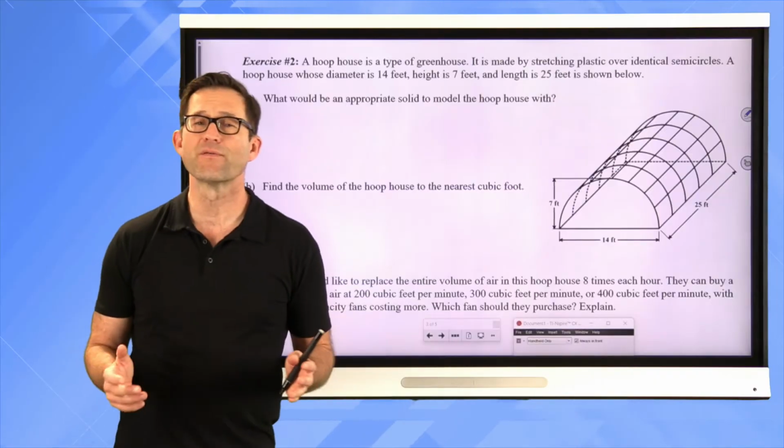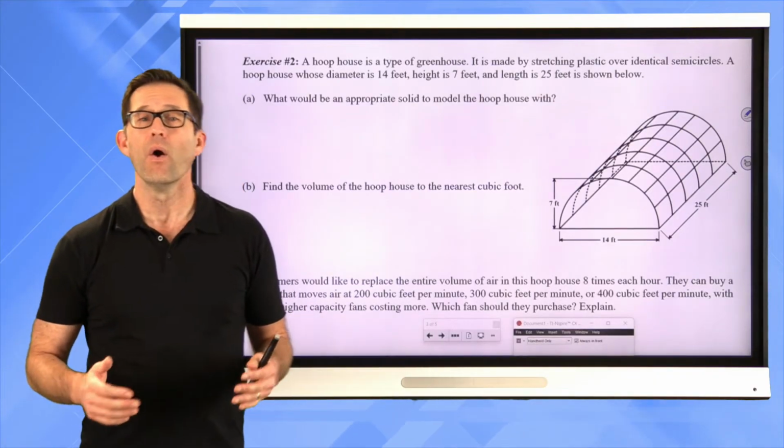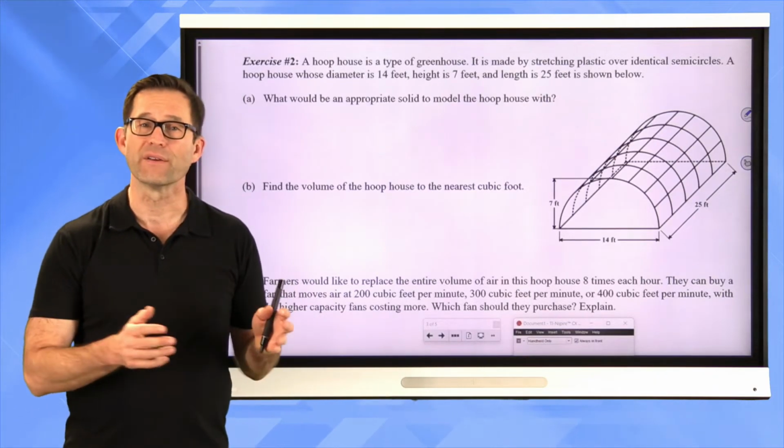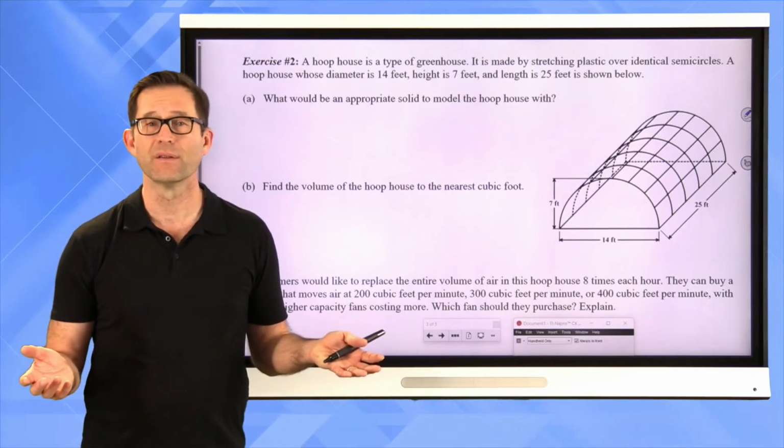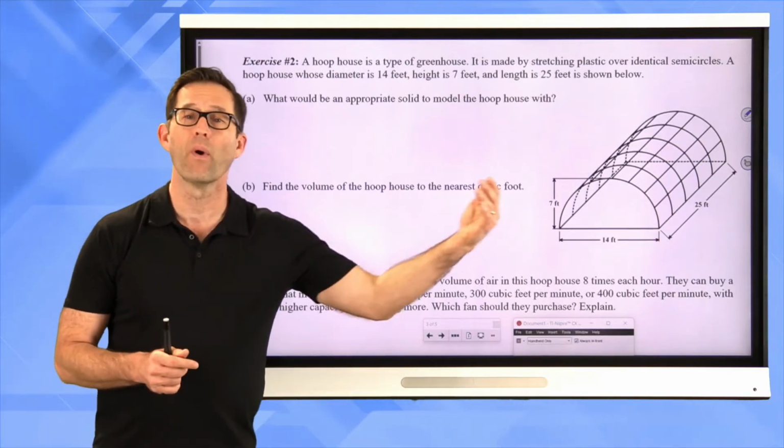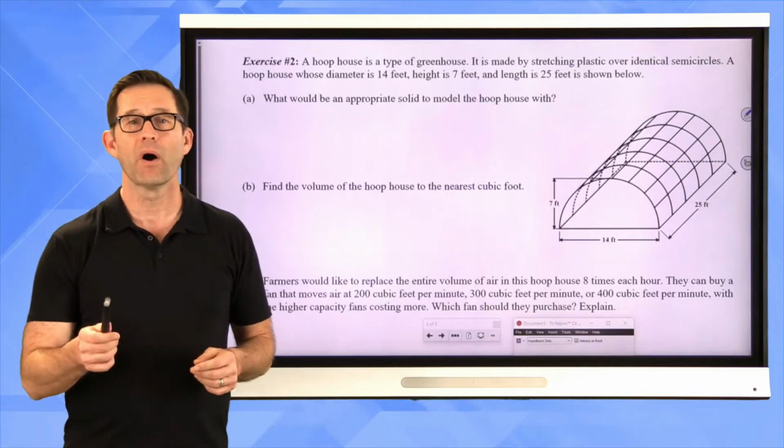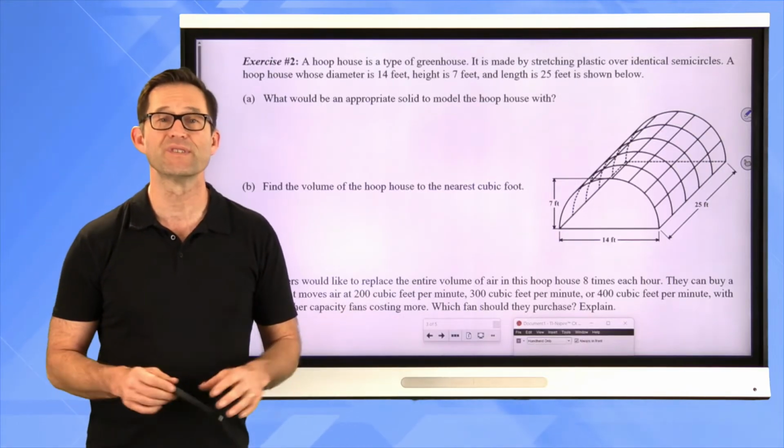So this is always the first question we have to ask, right? What of our tool bag of solids can we use to model whatever shape we're working with? Pause the video now and tell me what you see.